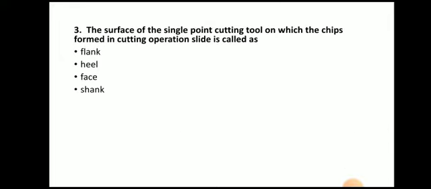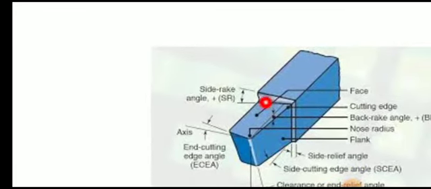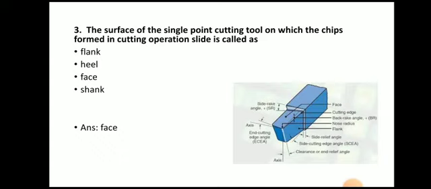Next question, the surface of single point cutting tool on which the chips form in a cutting operation slide is called as. The answer is face of the tool. So here you can see the single point cutting tool and this portion is known as face of the cutting tool and the chip flows over this portion. So the answer for this question is face of the cutting tool.